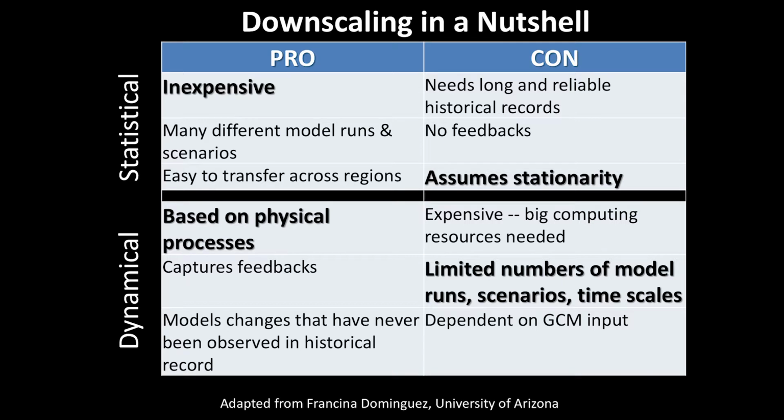A couple of just very brief pros and cons. The statistical methods are inexpensive, but they assume stationarity in climate. The dynamical methods are based on physical processes. That's really good, but they're really expensive and you get limited runs of models, which makes it very hard to make use of the laws of large numbers to have robust statistics.